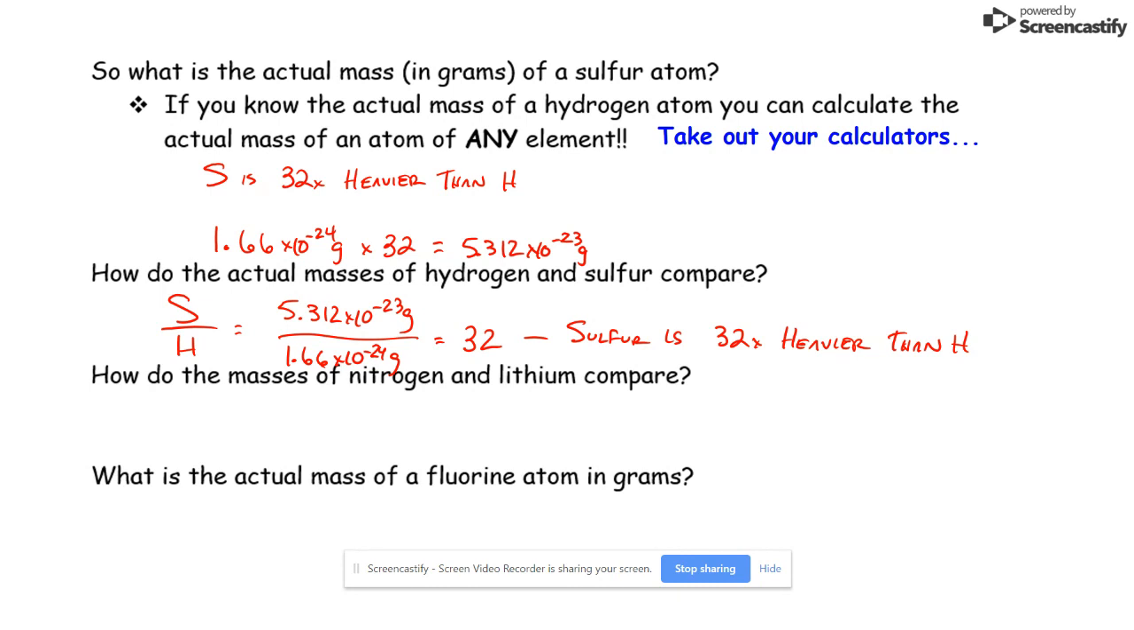So let's look at another example. How do the masses of nitrogen and lithium compare? Now, remember, nitrogen is heavier than lithium. And so when we divide this, we set it up as nitrogen over lithium. Now, when we look at the periodic table, nitrogen has a mass of 14, while lithium, on the other hand, has a mass of 7, which means in this case, when we divide this, we get 2 times, meaning nitrogen is 2 times heavier than lithium.